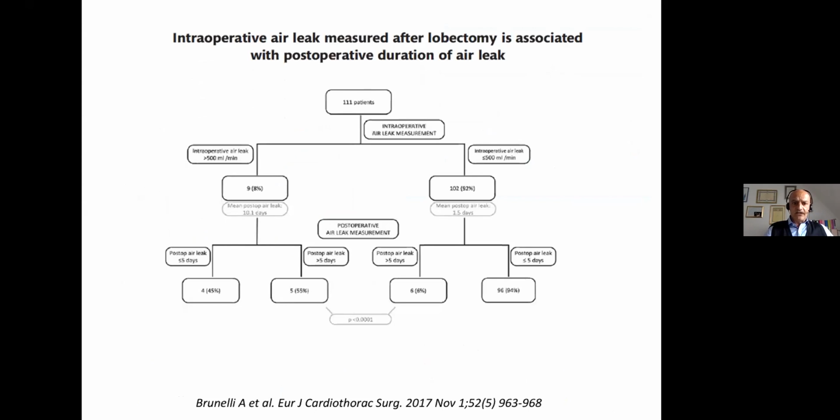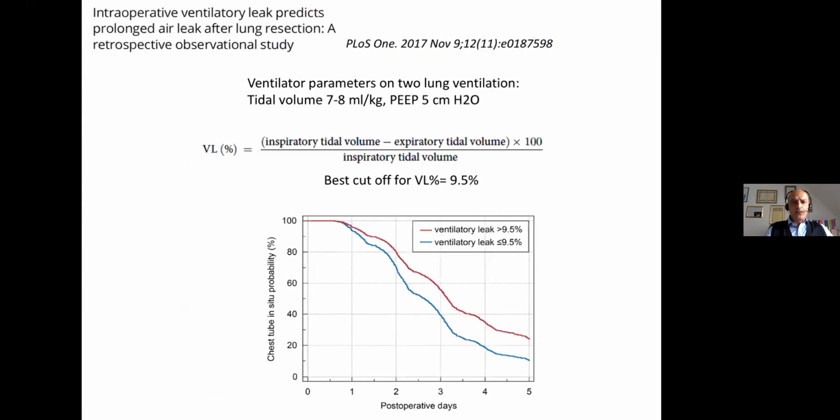And in this group of patients, 55% developed a prolonged air leak, and they had a much longer duration of postoperative air leak compared to patients with an intraoperative air leak less than 500 milliliters per minute, which is more or less the same cutoff found in this more recent study, which is basically 9.5% of the ratio between the difference between inspiratory and expiratory volume over the inspiratory tidal volume.